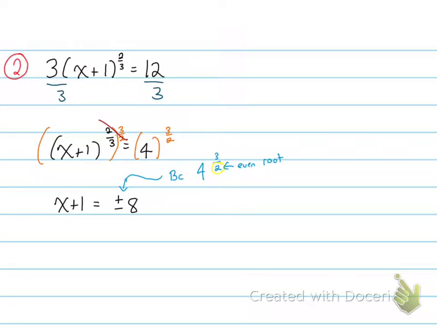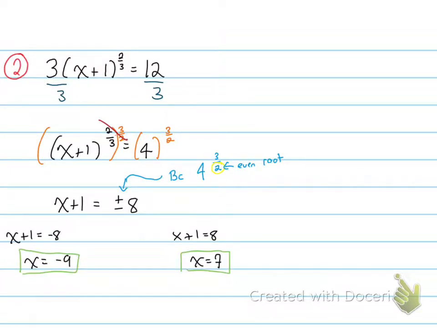And why am I going to do that? Because I'm taking 4 to the 3 over 2 power, so I'm taking this to an even root. Now x plus 1 could be plus or minus 8. I'll separate these equations out, and I'll see that I can have answers of x equals -9 or x equals 7. And if I plugged both of these back into my original equation, I would see that they both in fact work.